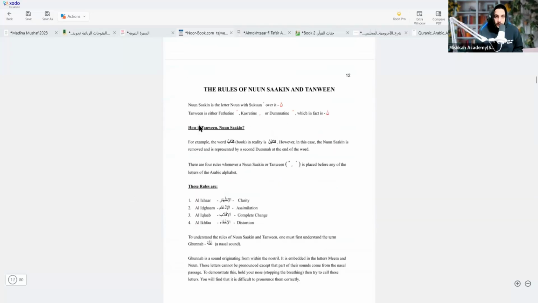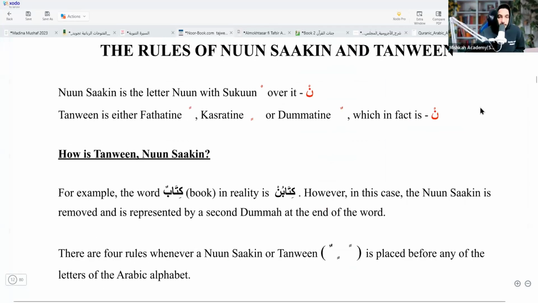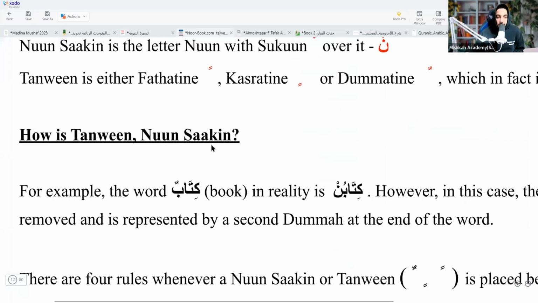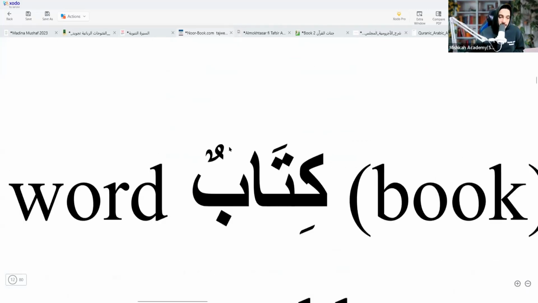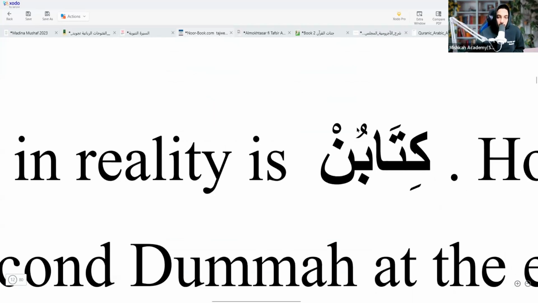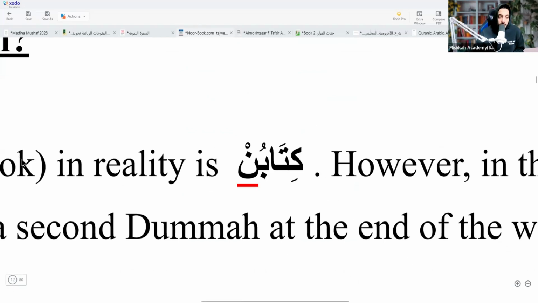Tanween is either double fatha, double kasra, or double damma, which in fact is a noon sakina. As an example, the word kitab ends with two dammas on the ba. In reality, it was kitabun with one damma and a noon sakina. However, this noon sakina was removed and replaced with another damma over the ba.